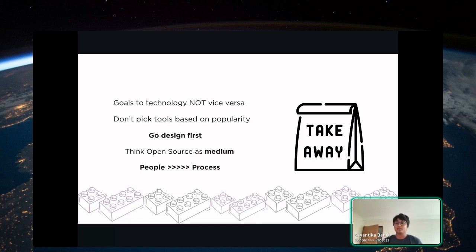Popularity is not always a good metric to pick your tools and technologies. Think about what the requirement is, what the bottlenecks are, what the resources are, and go design first. Think of open source as a medium, which has not just the tools, but also the ecosystem and the community built around it, and it all comes together. Finally, people greater than process should be at the crux of what we build.